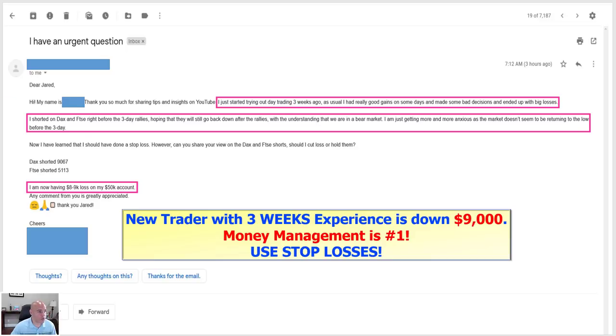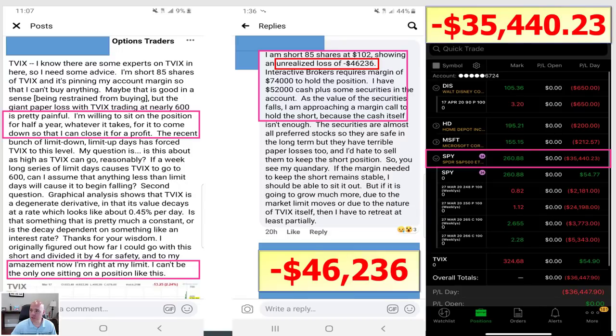Here's one. This is two different traders, okay? And it gets worse. Let's focus on the right-hand side in the black area right here. This person's down $35,440 on a trade in the SPY. Now, if you take a look at their other trades, and by the way, they're also down $24,000 on MAR.